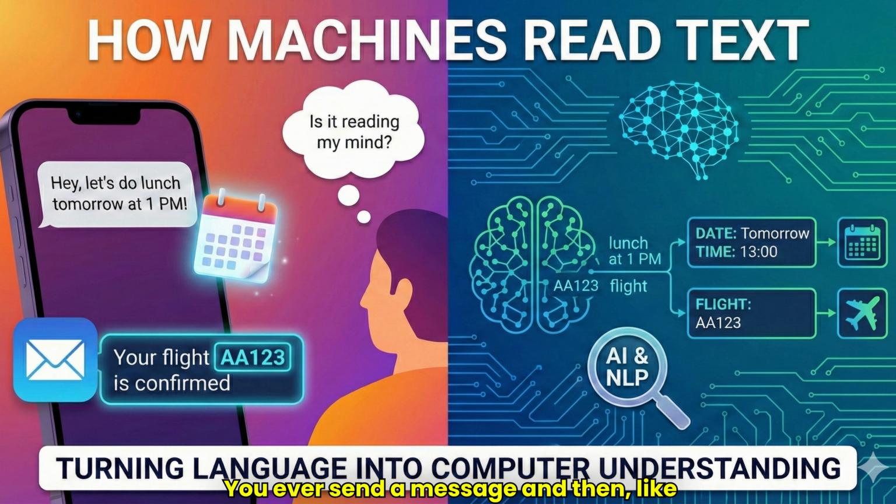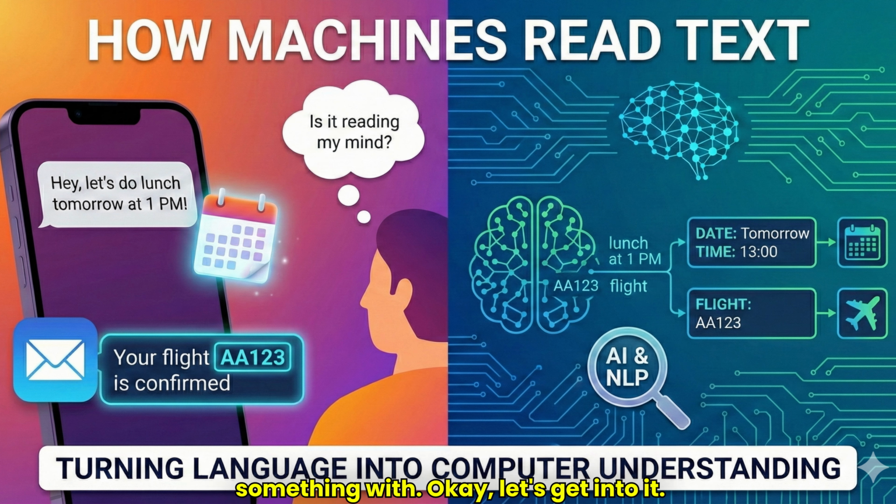You ever send a message and then, like magic, your phone suggests creating a calendar event? Or maybe you've seen an email where a flight number or a tracking code is just automatically highlighted for you. It really feels like your device is reading your mind, right? Well, it's not magic. It's this super fascinating technology that turns our normal, everyday language into something a computer can actually understand and do something with.